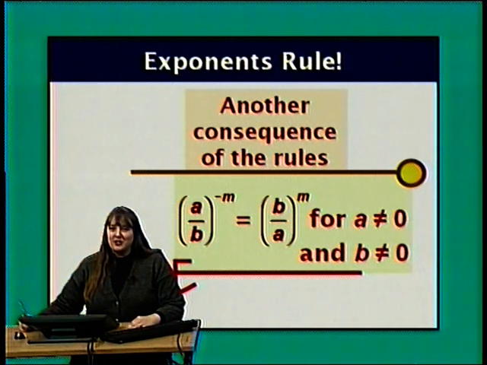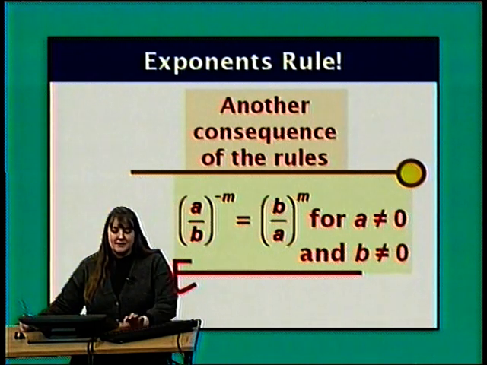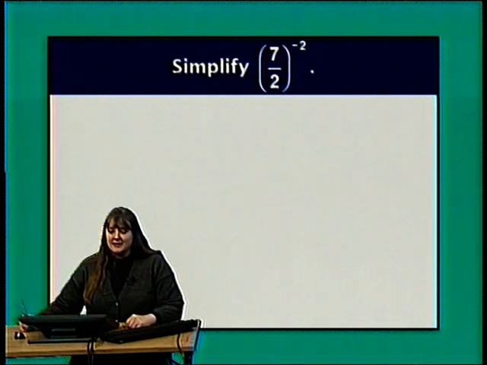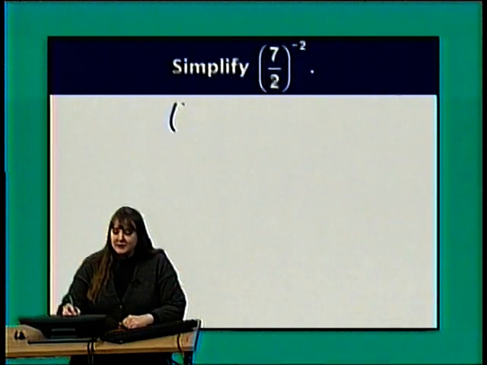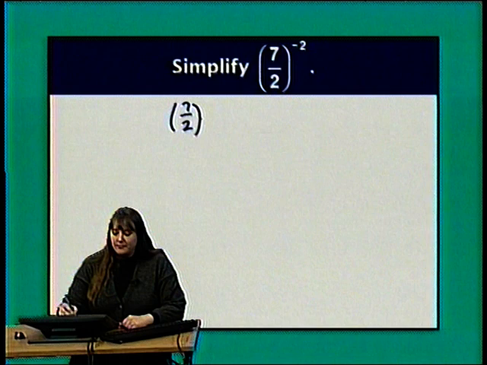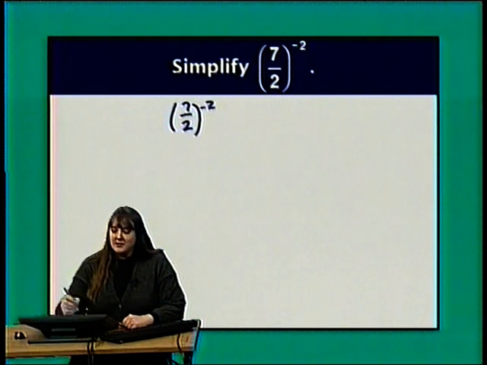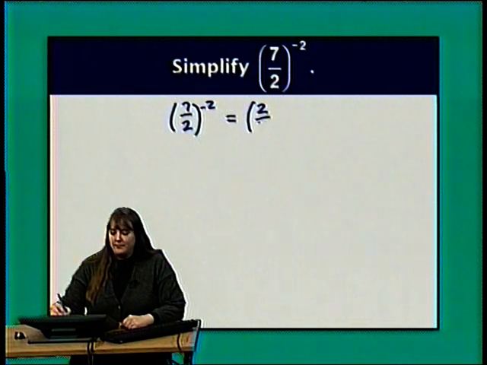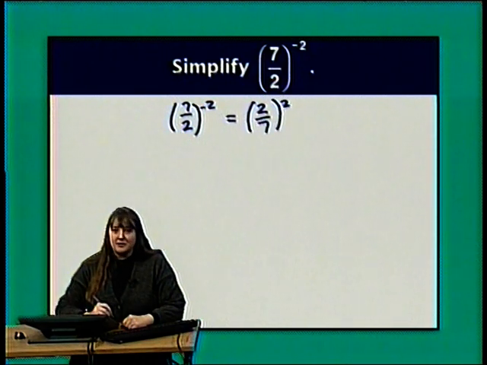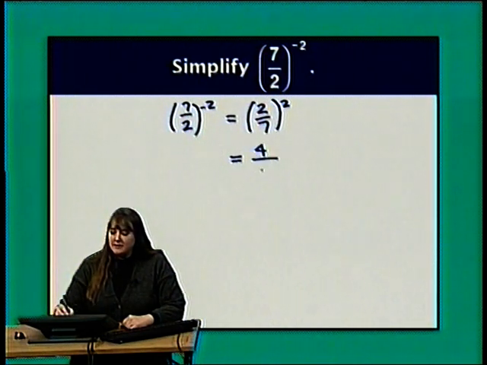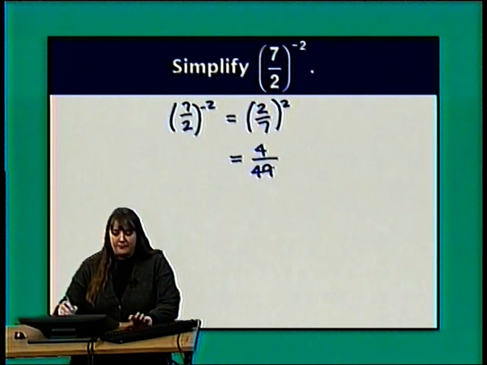Again, to change that negative exponent on the outside of parentheses to a positive exponent, we need to take the reciprocal of what's inside the parentheses. Let's try this. Let's simplify 7/2 to the negative 2. So using our new consequence, I can change this to 2/7 to the positive 2. Distributing that exponent, 2 squared is 4, and 7 squared is 49.